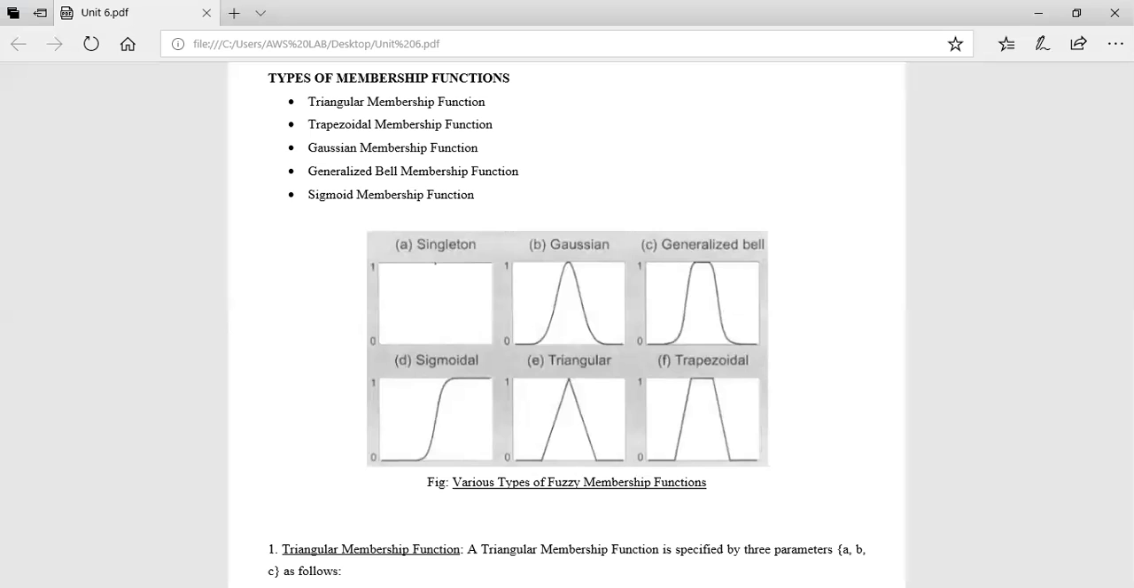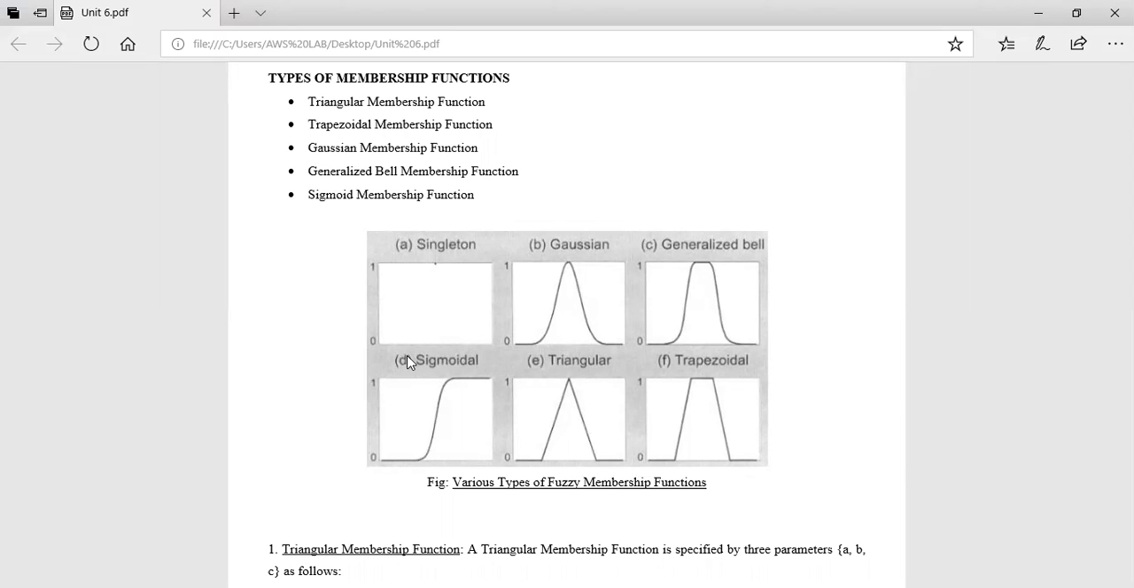So in today's class we shall complete two topics, and the first one is types of membership functions. Types of membership functions have been classified into five different types. The first one is triangle membership function. Second one is called trapezoidal membership function. Third one is Gaussian membership function. Fourth one, generalized Bell membership function. Fifth one is called sigmoid membership function. Right? So these are the five membership functions.